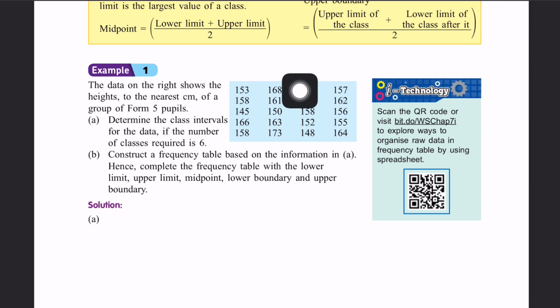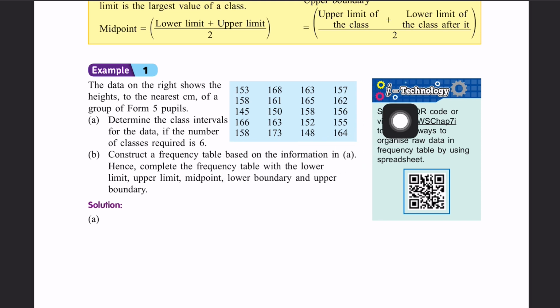The data on the right shows the height to the nearest centimeter of a group of 45 pupils. A, determine the class interval for the data if the number of classes required is 6. B, construct a frequency table based on the information in A, hence complete the frequency table with the lower limit, upper limit, midpoint, lower boundaries and upper boundaries. So now the question asks us to determine the class interval for the data if they want 6 classes.